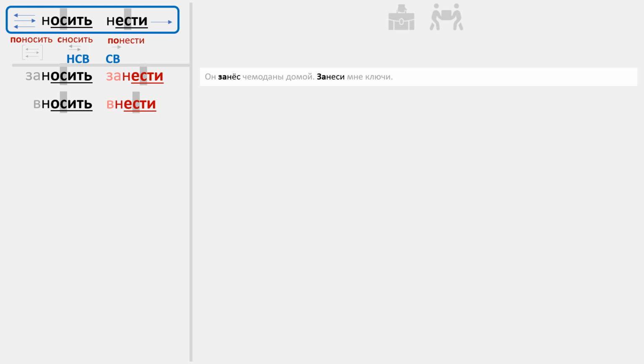Вносить, внести изменения means to make changes. To make changes to schedules, programs, contracts, or laws. WhatsApp developers made changes to the application. Разработчики WhatsApp внесли изменения в приложение. Вносить, внести.